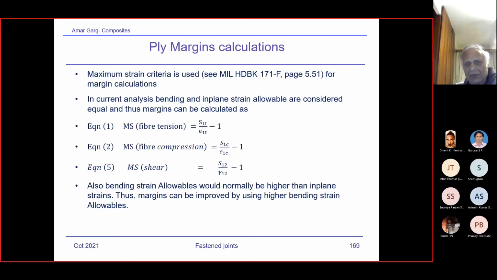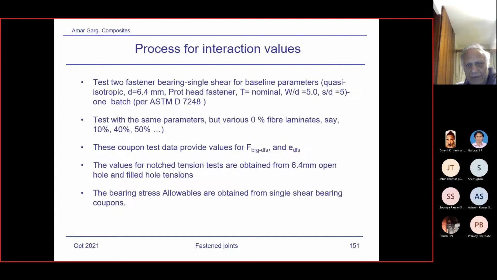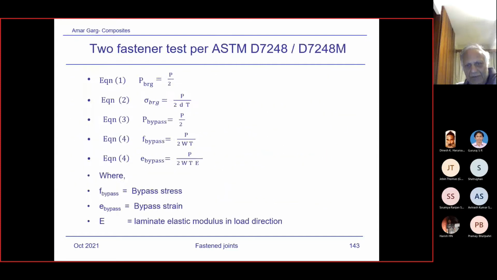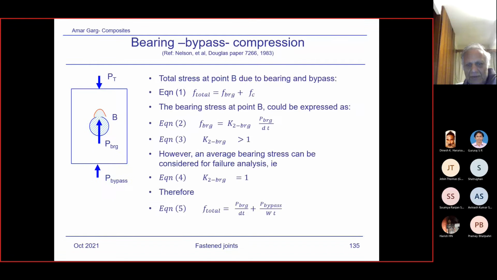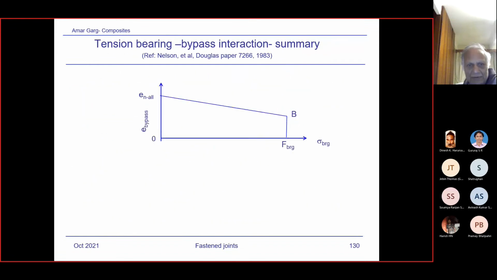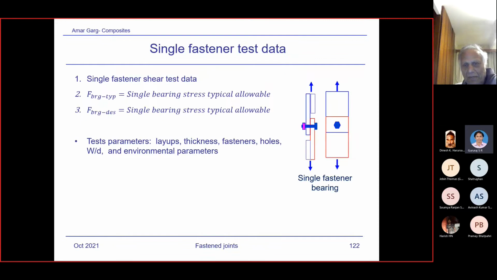Does anyone have any question from the previous lecture when I started bearing and bypass interaction? Any clarification you need? Sir, I had a doubt. When there are more than thousands of fasteners in all the structures, is it possible to do this bypass and bearing interaction verification for all the fasteners, or is some other design philosophy typically followed?